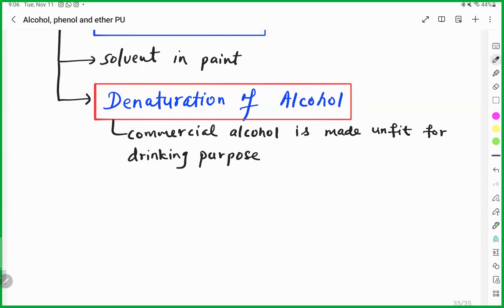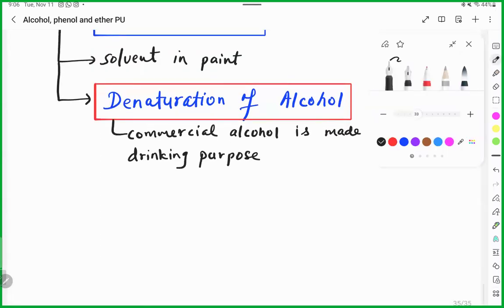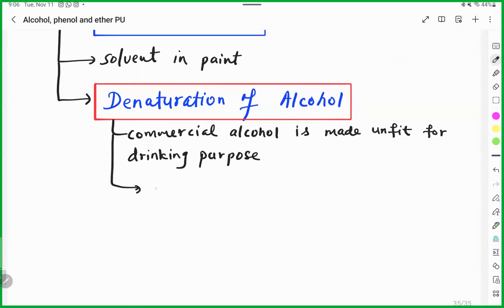So how to do this? One thing you can change is the color. If the color changes, then people will not like it. For example, if it is orange color, that is normal. But if you make it blue, what will people think? They will think this is not alcohol, this is something else, and they will not use it. So you can make it blue using copper sulfate.